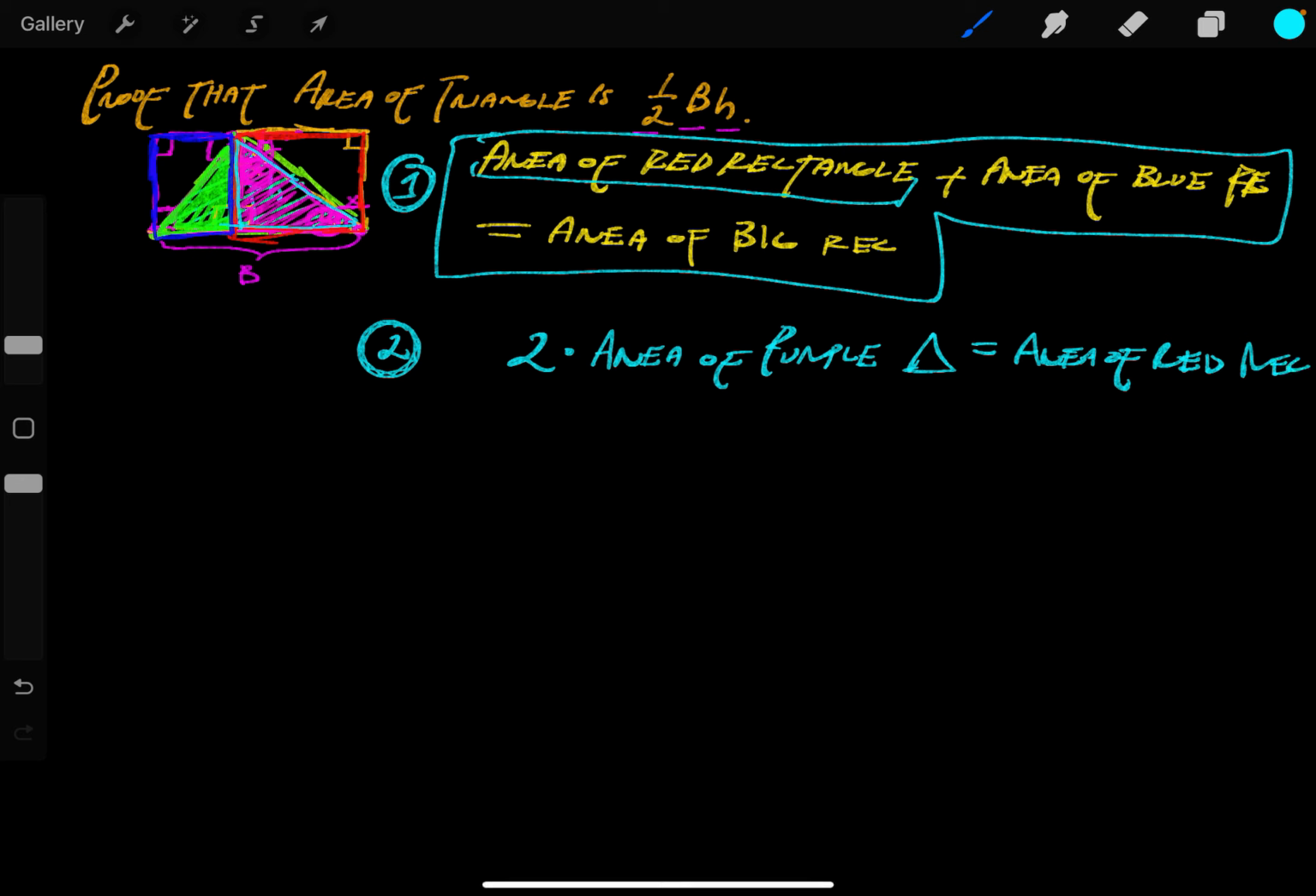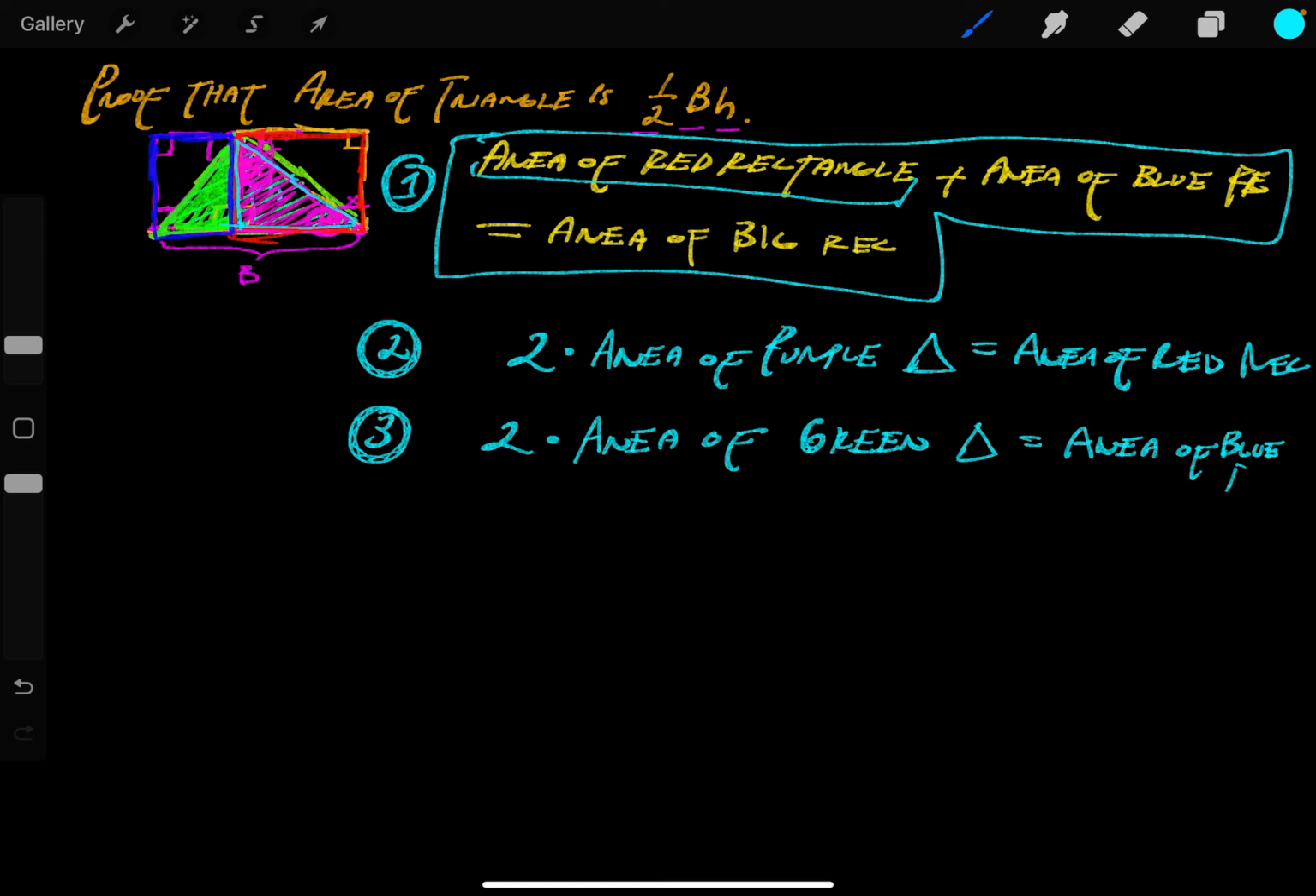And we also have, for similar reasons, if I say 3, I don't know if it's necessary, but 2 times the area of the green triangle is equal to the area of the blue rectangle. And again, these 3 statements should all fairly be obvious.